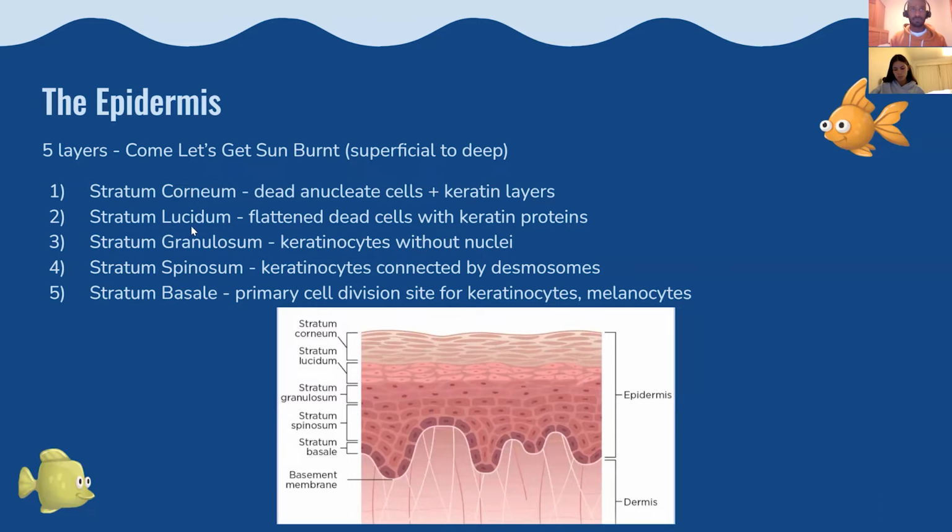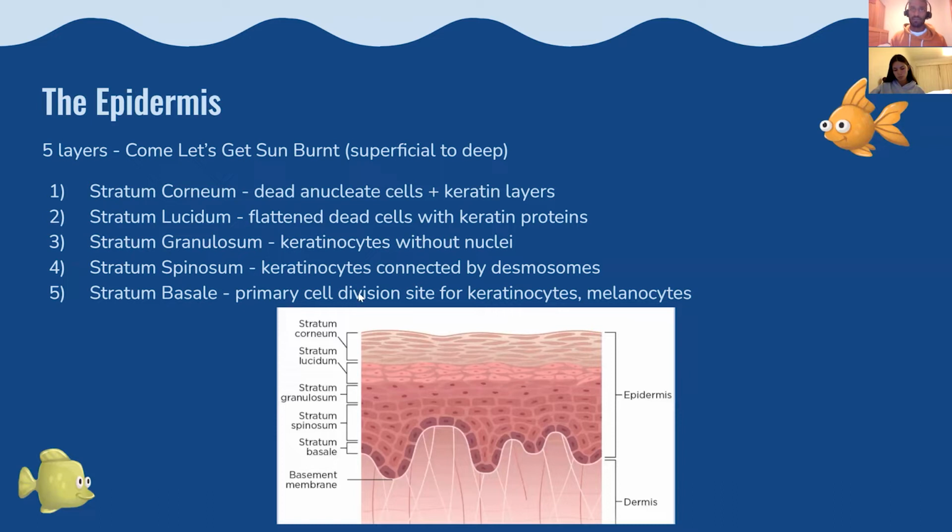Next is the stratum lucidum, which is again flattened dead cells with keratin proteins, this layer here. Then we have the granulosum, which is our keratinocytes without nuclei. So now we move into more living cells. We have the spinosum, with the keratinocytes connected by desmosomes, which are basically structures that allow cells to be connected together. And we have the stratum basale deepest, connecting the epidermis to dermis.